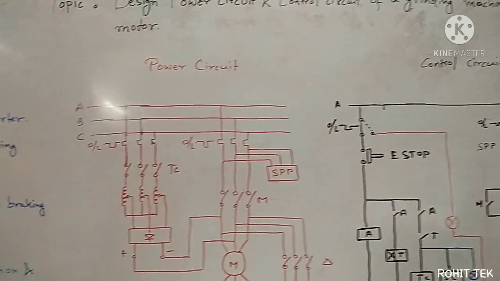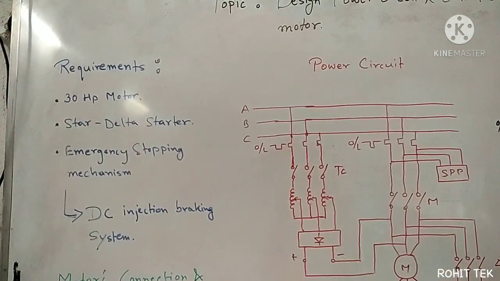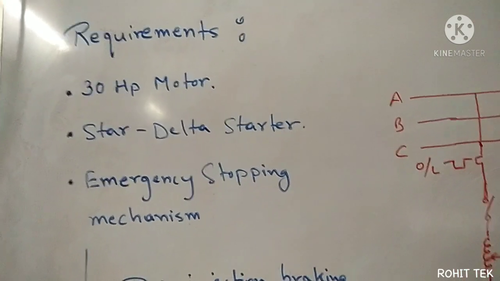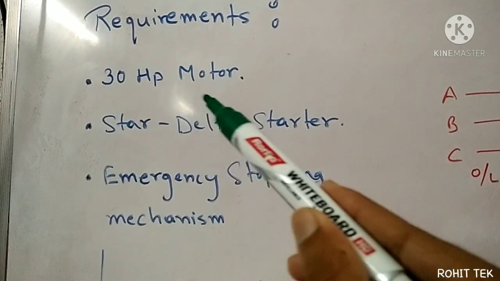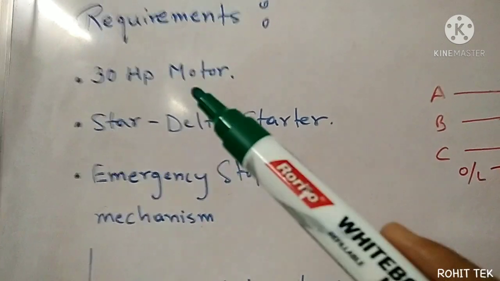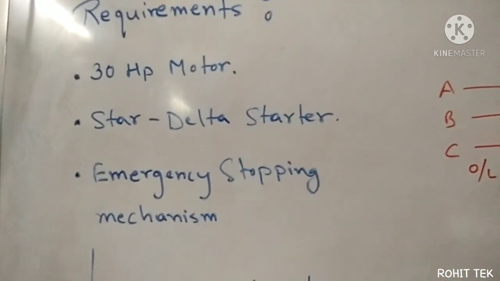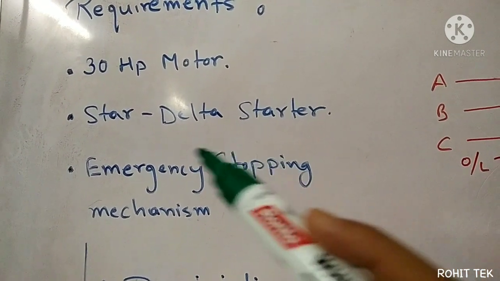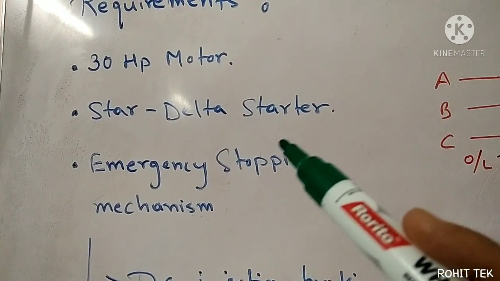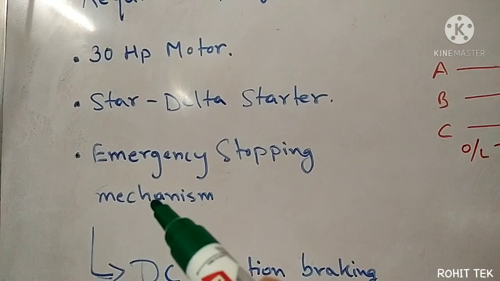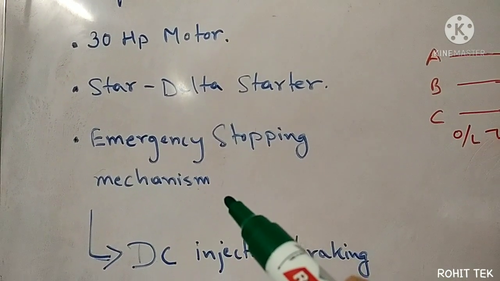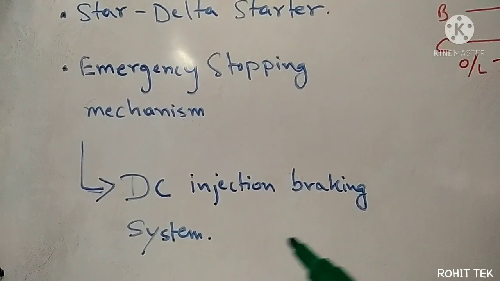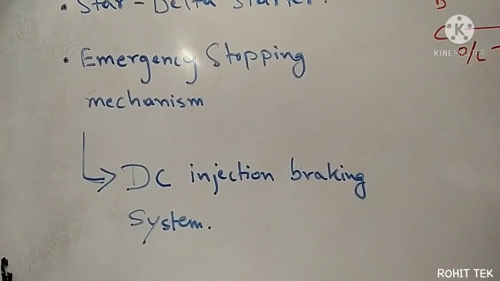So at first we will start from the requirements. So what are the requirements? There is a 30 HP motor. A motor greater than 10 HP requires a star delta starter, so I have to incorporate a star delta starter. Also I have to incorporate an emergency stopping mechanism. For that I have to incorporate a DC injection braking system, right? See here.